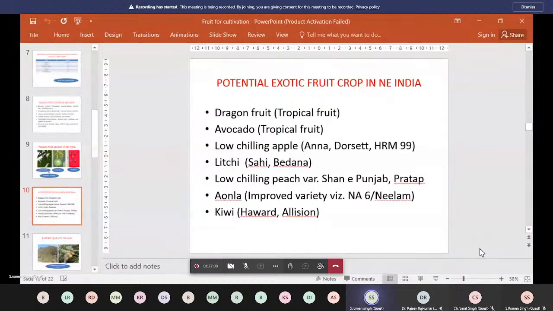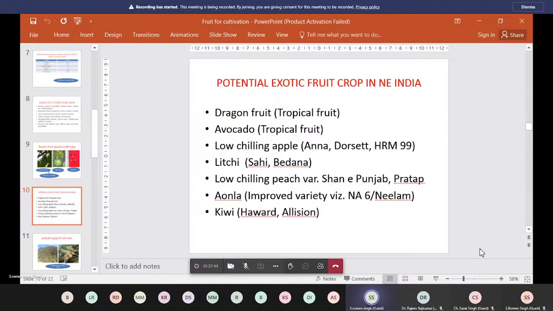Amla, an improved variety like NA6 or Neelam, which is big in size, has also been introduced in Arunachal Pradesh and is growing successfully. But this NA6 or Neelam is self incompatible. That's why, if you want to plant Neelam, a male source of pollinator is required, or a local variety should be planted at a 1:10 ratio, and only then can proper fruit setting take place.